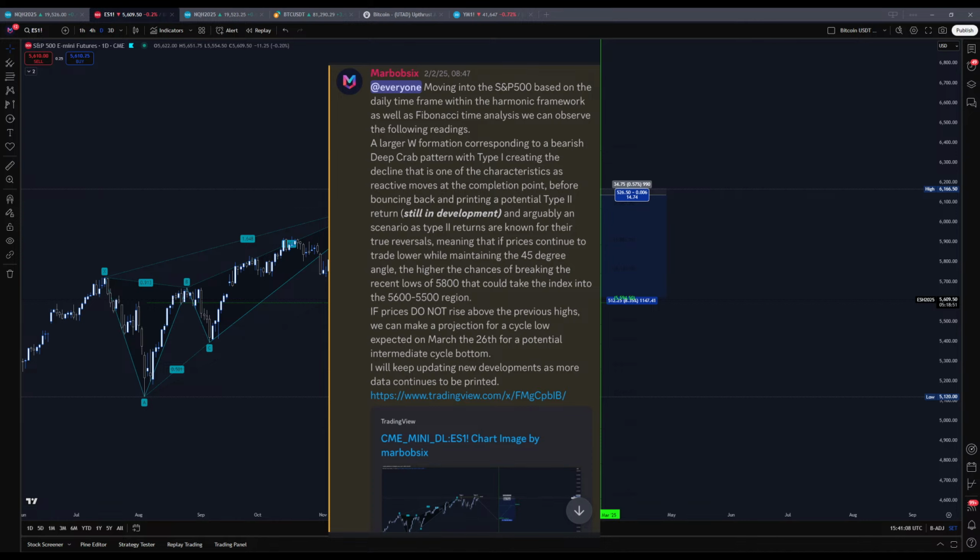Right now, today, S&P is trading at 5,600 with a low of 5,540. Okay, if prices do not rise above the previous high, 61.62 and change, we can make a projection for a cycle low expected on March the 26th. Okay, this is a data point on the S&P 500. Each trading instrument has their own data points, data sets, the variables on the time analysis, okay? For a potential intermediate cycle bottom. I will keep updating new developments as more data continues to be printed, okay?